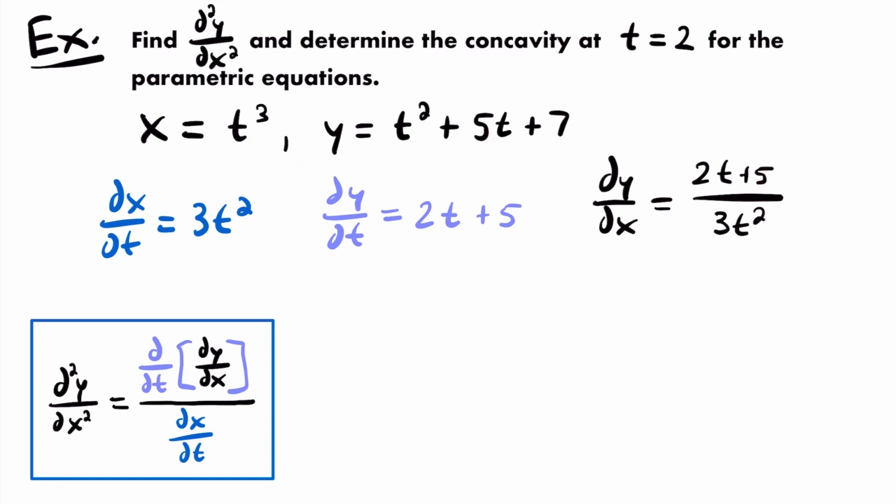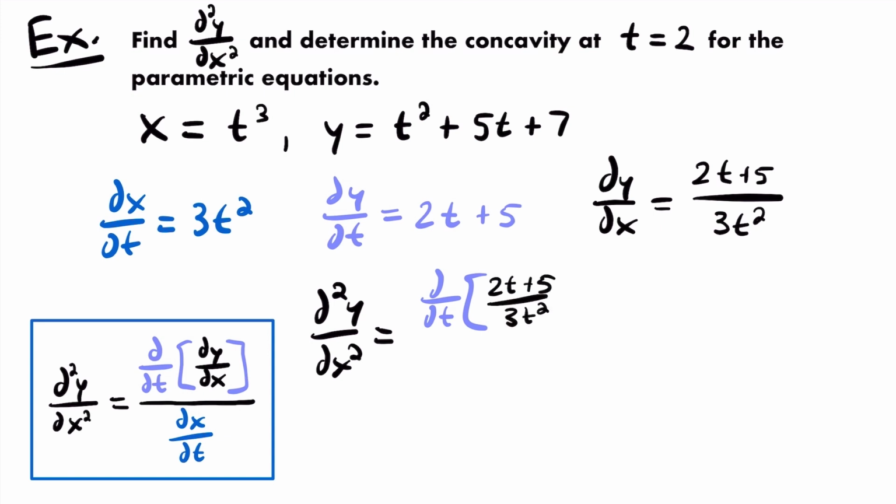Now we want to use this first derivative to calculate our second derivative, because the second derivative involves taking the derivative with respect to t of that first derivative. So our second derivative will look like this. It will be equal to the derivative with respect to t of that first derivative, 2t plus 5 divided by 3t squared, and then we will divide that by the same denominator from our first derivative, which is dx dt. And dx dt is equal to 3t squared, so we'll have 3t squared in the denominator.